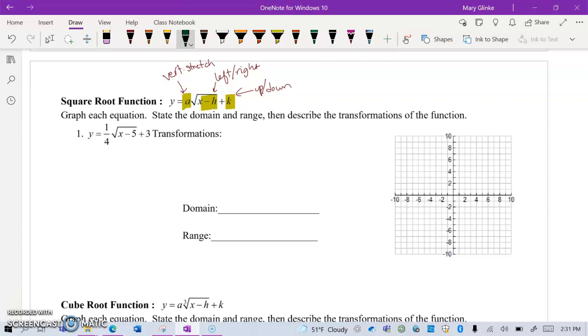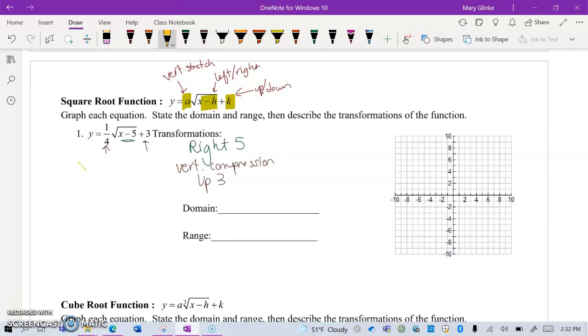So first of all, for the transformations, X minus 5, that is going to move my graph right 5. The 1/4 out in front is going to be a vertical compression. And then the plus 3 is going to move my graph up 3.